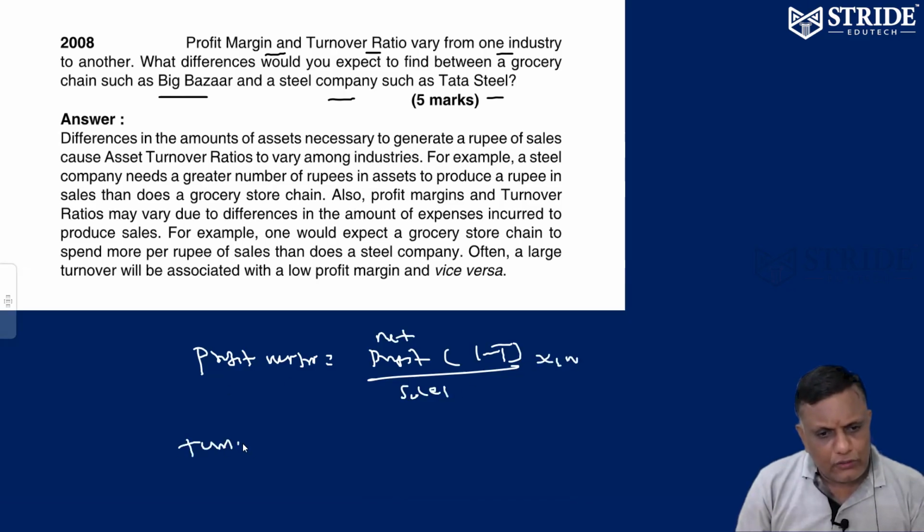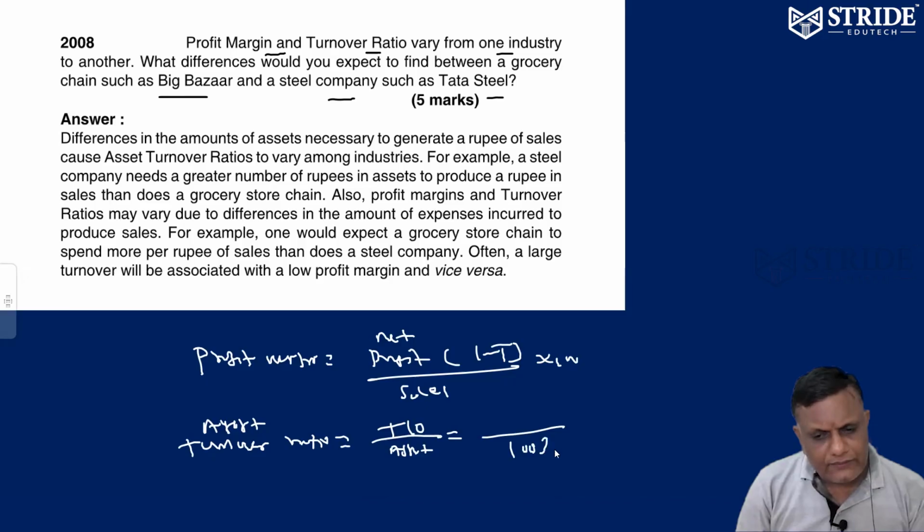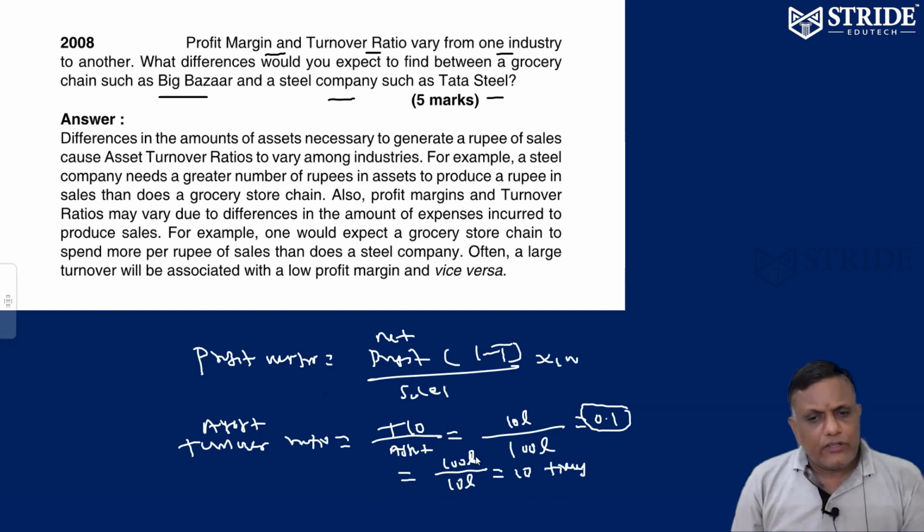In case of turnover ratio, there are a lot of turnover ratios available. For example, asset turnover ratio. Asset turnover ratio is equivalent to turnover by asset. For example, if investment in asset is 100 lakhs and your sales is 10 lakhs, your sales is very poor, 0.1 times. Suppose your asset is 10 lakhs and your sales is 100 lakhs. You are doing super business, which means 10 times. So the asset turnover ratio is going to be 10 times.